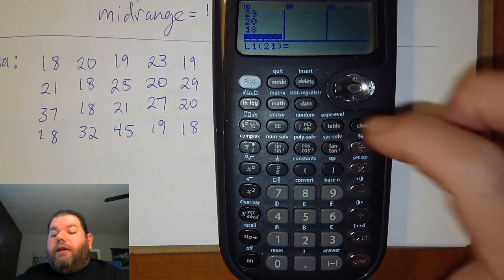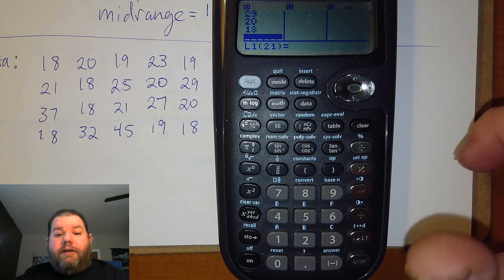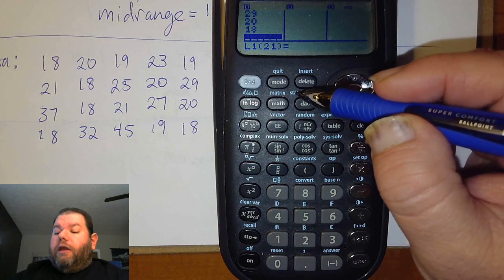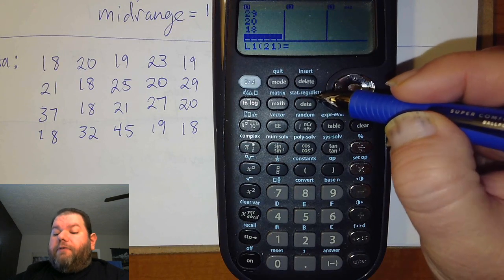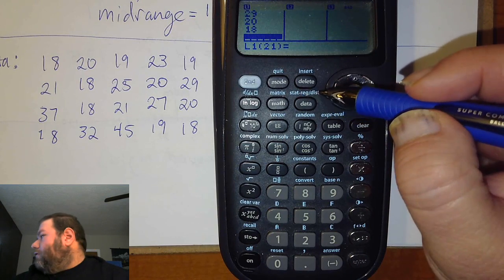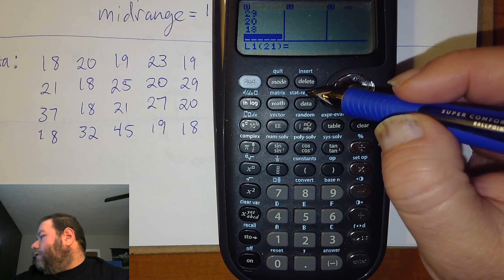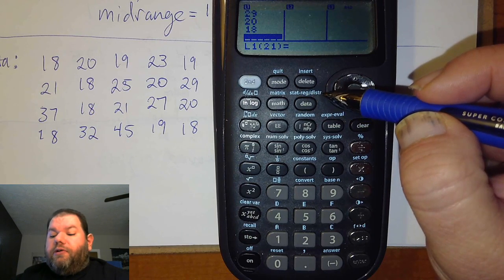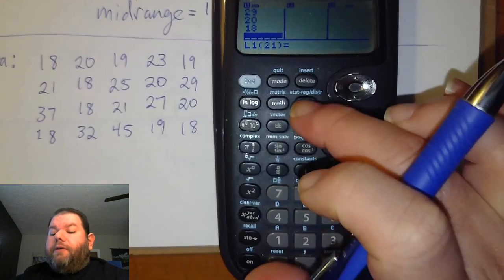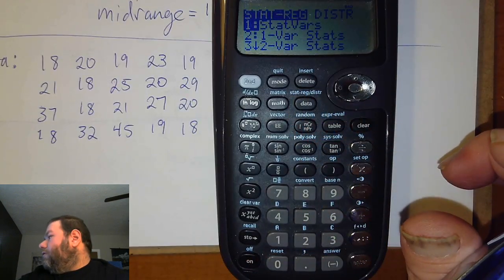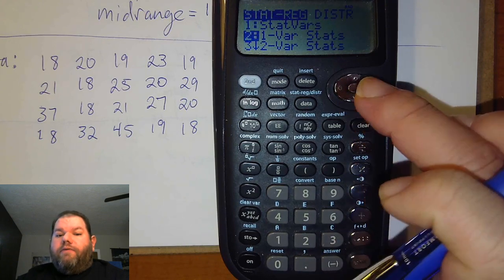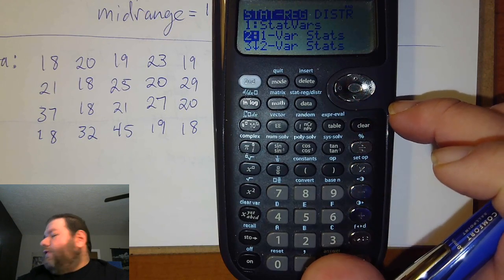Okay, so next we want to calculate our statistics for these numbers. Now that would be right above our data button. It says stat and reg/distribution. So we'll press that button. We want one variable stats, which is option 2.